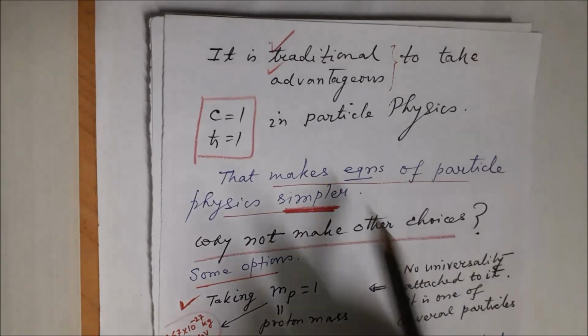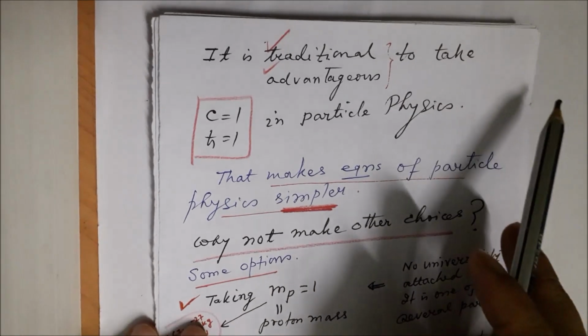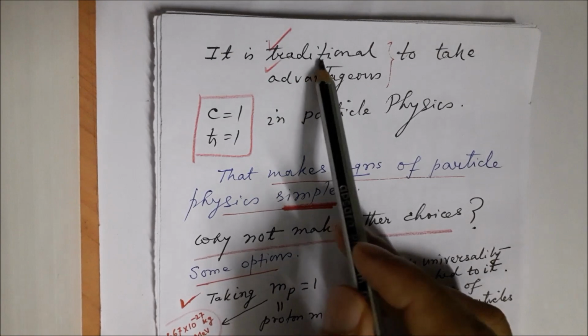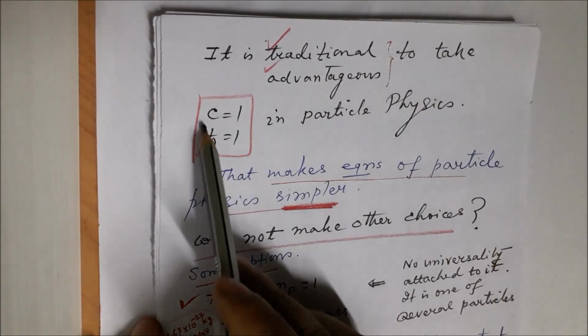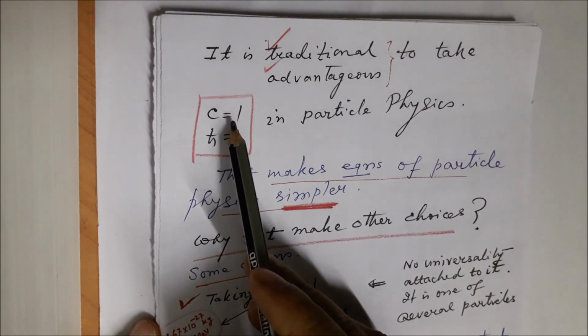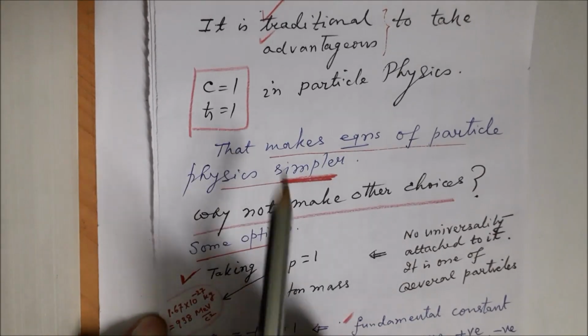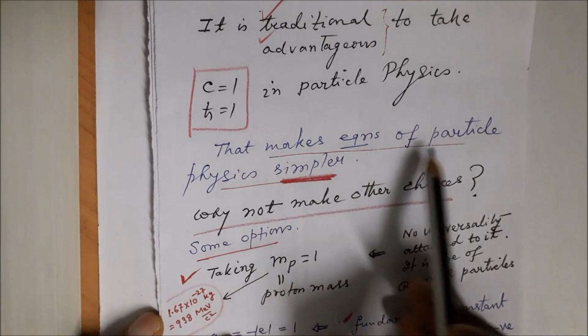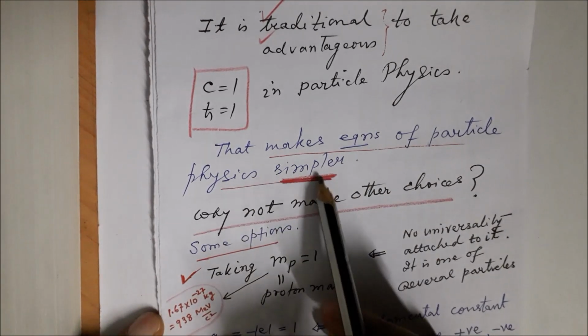Now, in particle physics, it is advantageous as well as traditional to take c equal to 1 as well as to take h cross equal to 1. Now that makes equations of particle physics simpler.